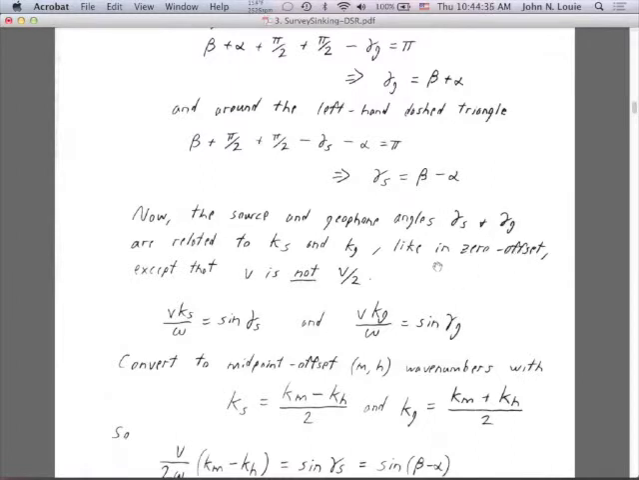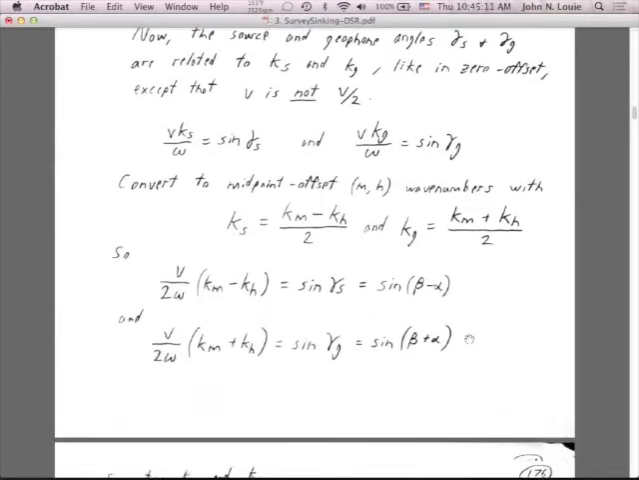So the source and geophone angles, gamma sub s and gamma sub g, are related to k sub s and k sub g, just like in zero offset, except that we're not taking v over 2, because we don't have an exploding reflector. We're taking the full time for the full path, down from the source, then bounce back to the receiver. So we have v ks over omega is equal to sine gamma sub s, and v kg over omega is equal to sine gamma sub g.